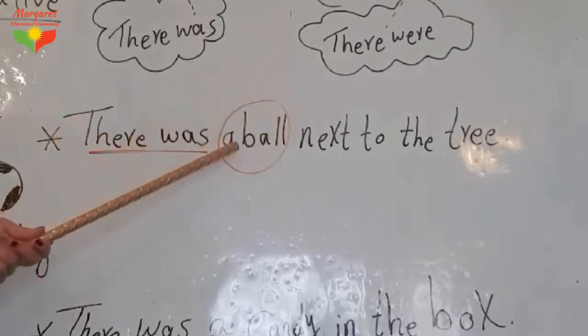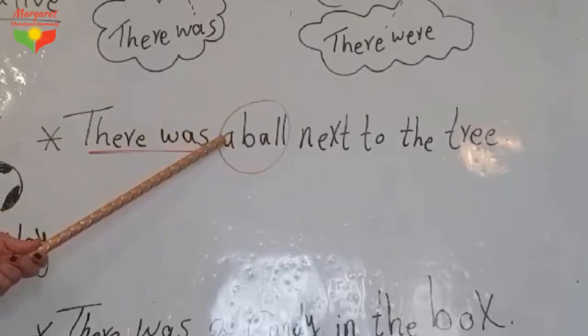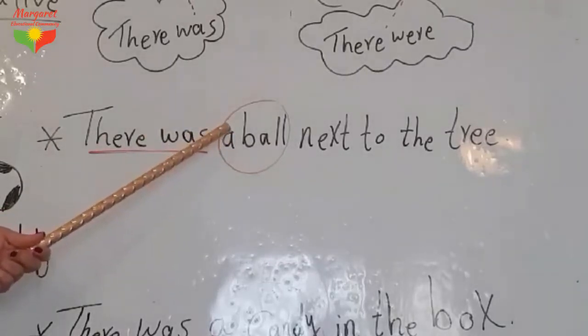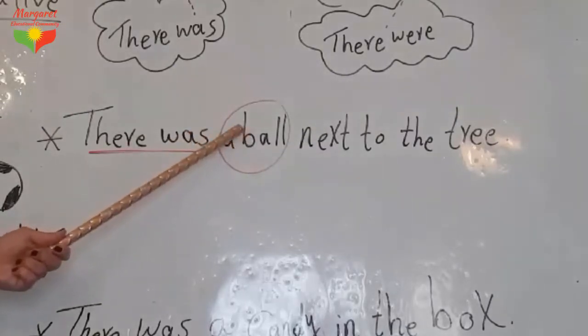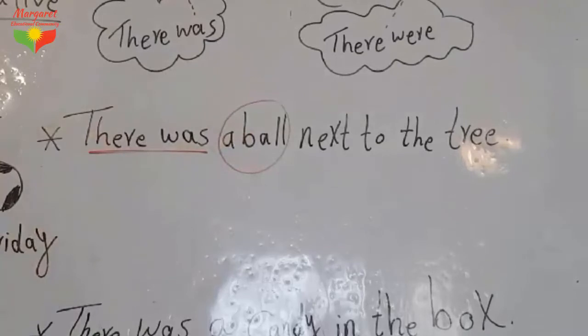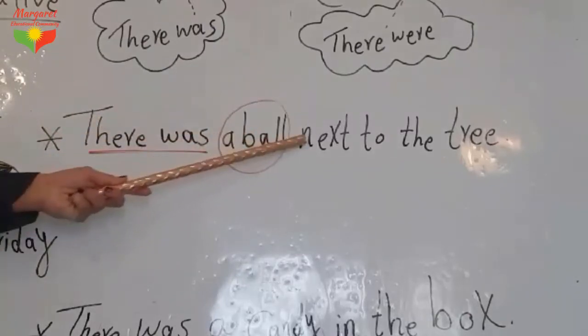Okay? I draw a circle around this a ball. Why? Because we have this article. A is an article. Okay? You can use it with the singular noun. It means don't think that they are only one. A ball. It means one ball. If you look at the picture, there's only a ball. Can you see another ball? No. Only one ball.